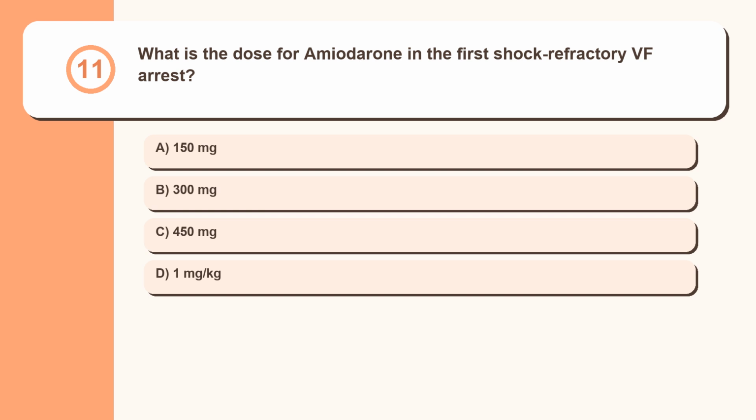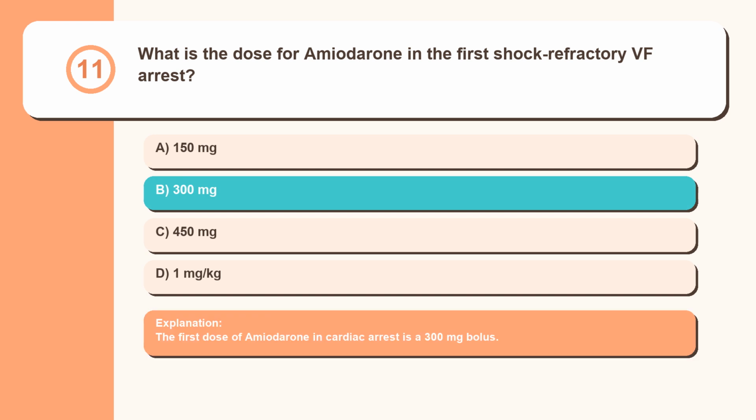Question 11. What is the dose for amiodarone in the first shock refractory VF arrest? 150 mg, 300 mg, 450 mg, 1 mg per kilogram. The first dose of amiodarone in cardiac arrest is a 300 mg bolus.